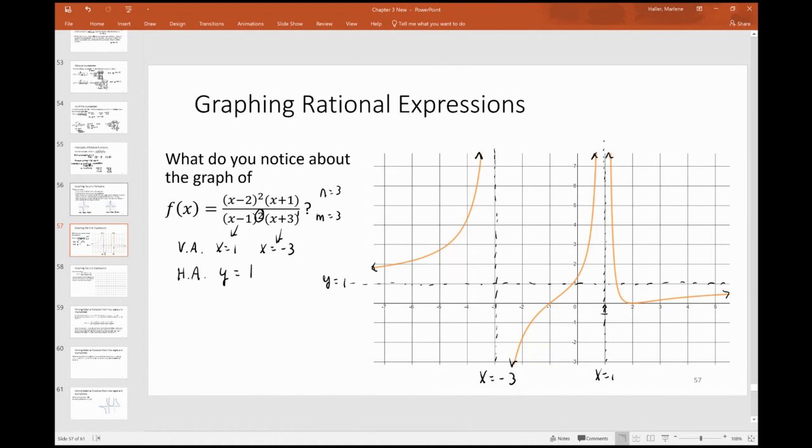All right, and of course we have some zeros. Here's a zero of the function when x equals -1. When x equals -1, y is going to be 0, right? Let's see. If we were to find that, what would we do? Set the numerator equal to 0 and solve.